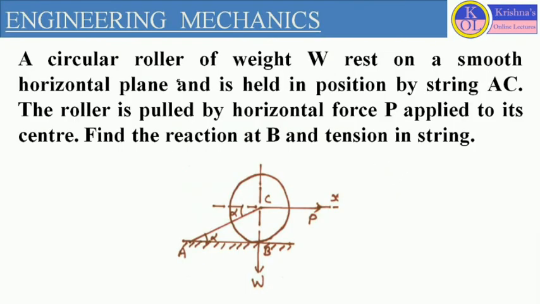And the numerical is: a circular roller of weight W rests on a smooth horizontal plane and is held in position by string AC. The roller is pulled by horizontal force P applied to its center. Find the reaction at B and tension in the string.